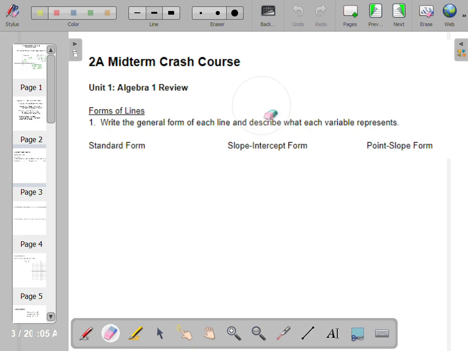All right, Algebra 2 students, you got a midterm coming up. Let's see if we can fit an entire quarter in about 20 minutes. So we started off reviewing forms of lines.